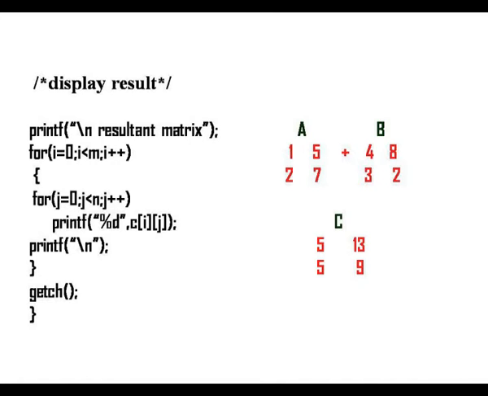When you are displaying it, just for the line's sake, as we had seen in the 2-dimensional array, you have to introduce this new line character. So, this is how a matrix is added using 2-dimensional arrays in C.